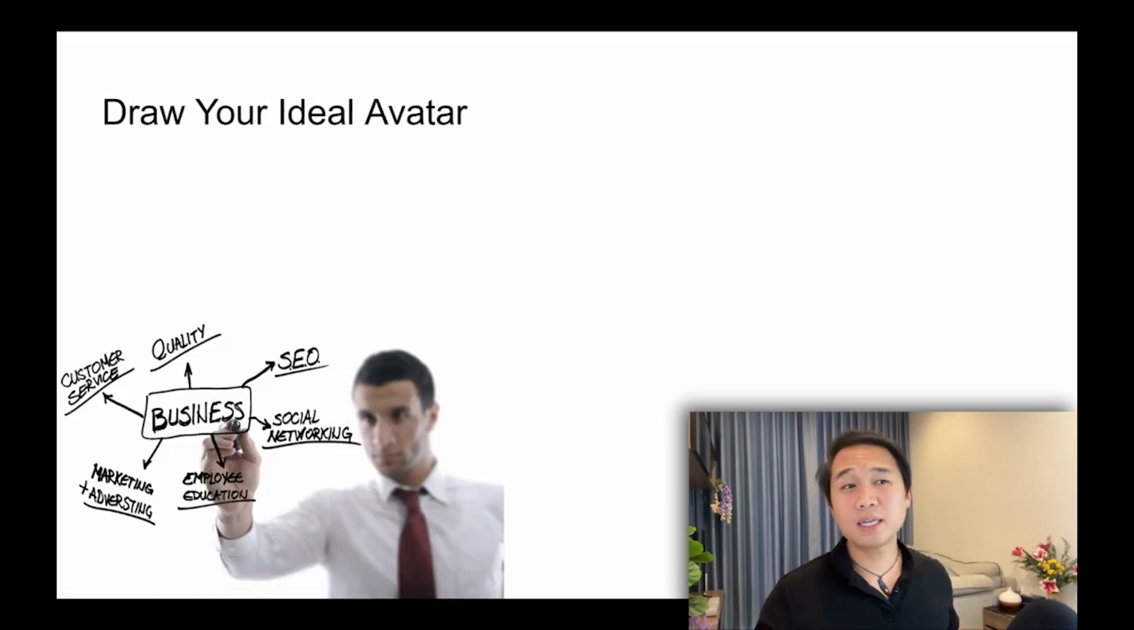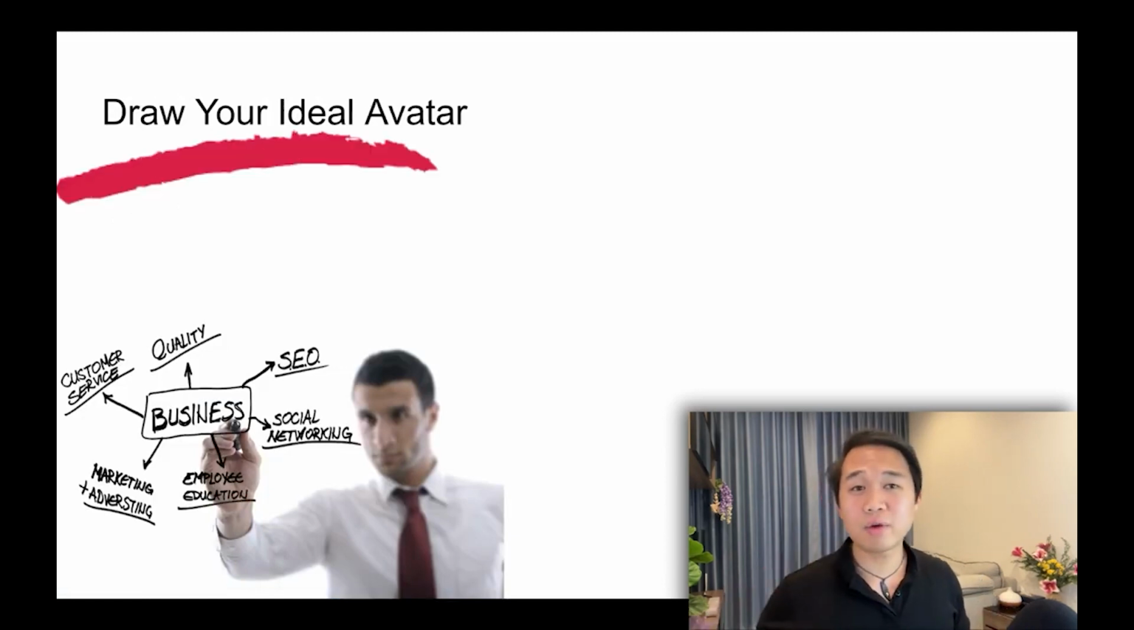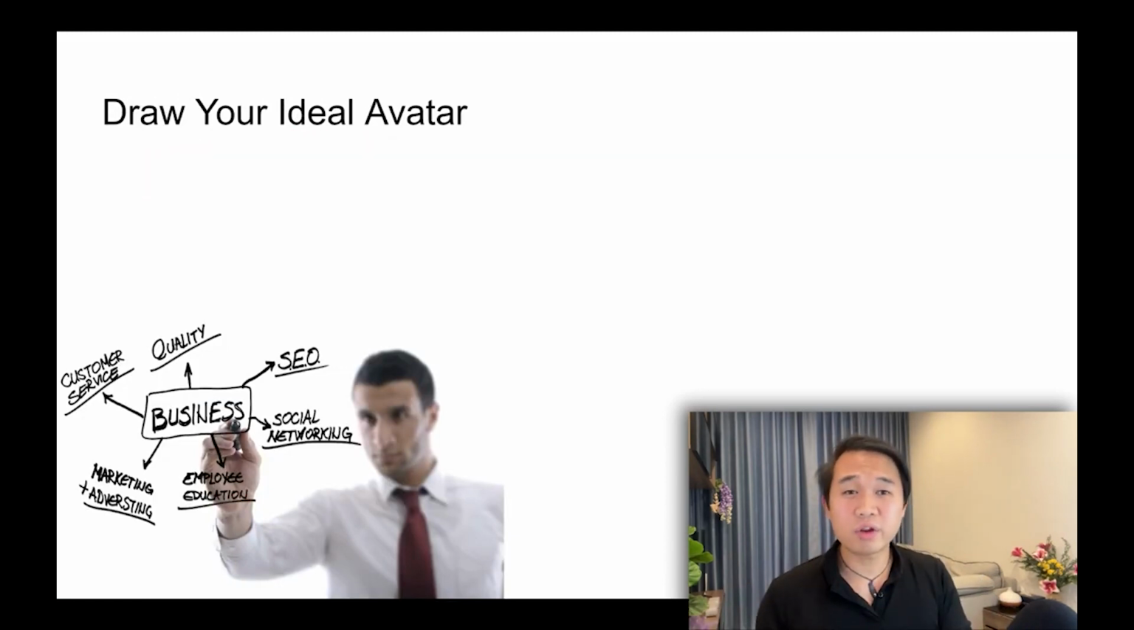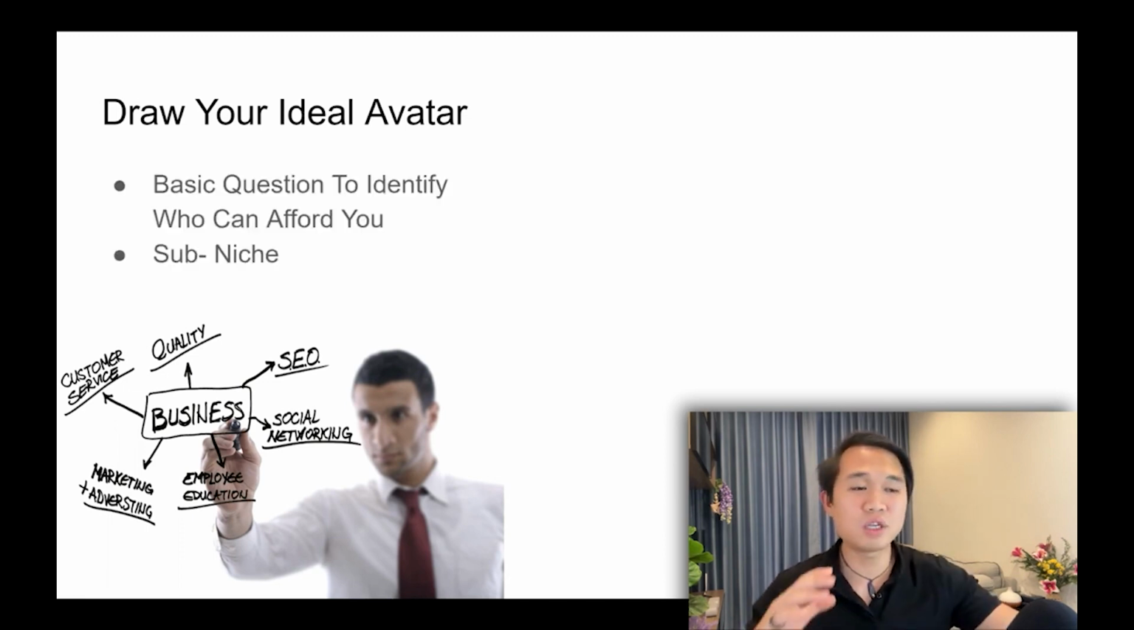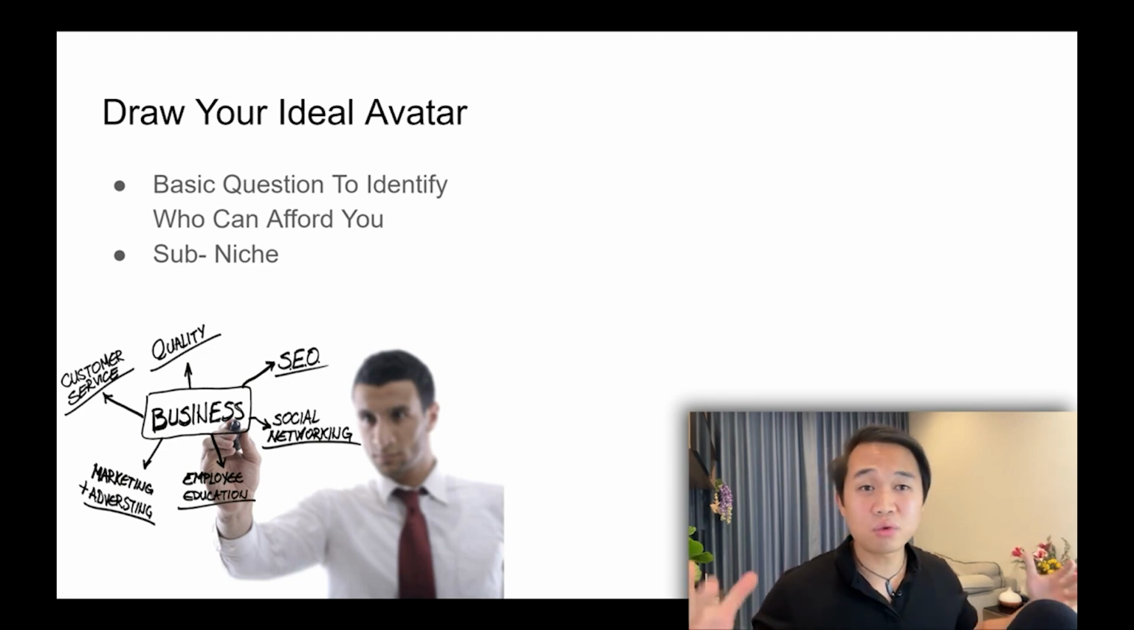And the next thing you need, guys, is to draw your ideal avatar. So within that industry, for example, real estate, there's so many sub avatars and sub niches that you can actually choose from. Right, for example, there's buyer agent, seller agent. You could just pick real estate agent who's doing 20K a month, real estate agent who make at least 1 to 2 sales a month.